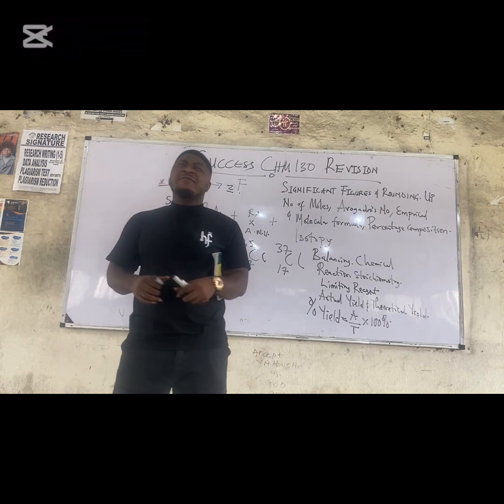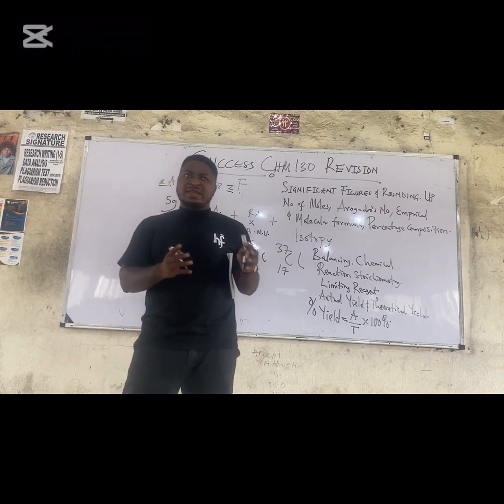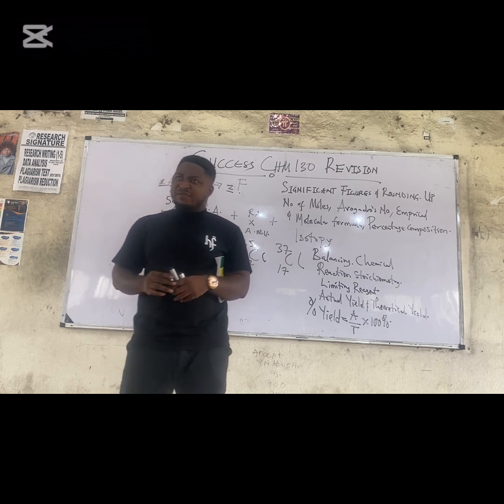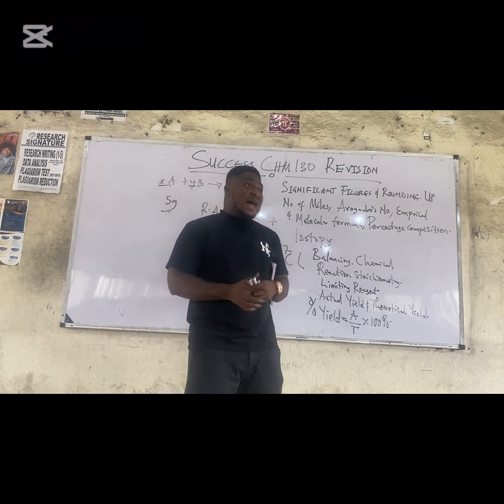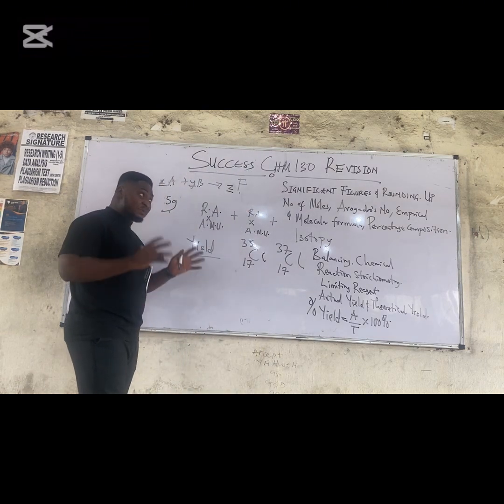But we have two types of yield. We have the actual yield and we have the theoretical yield. Class, why do we have actual and theoretical? I've explained this before, but I'll come again.